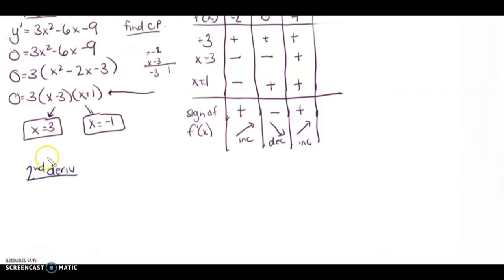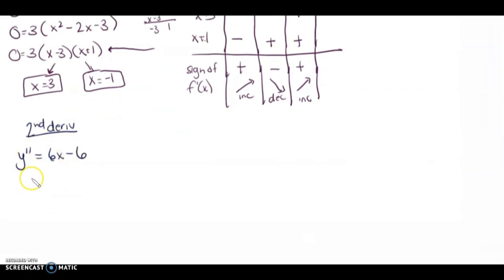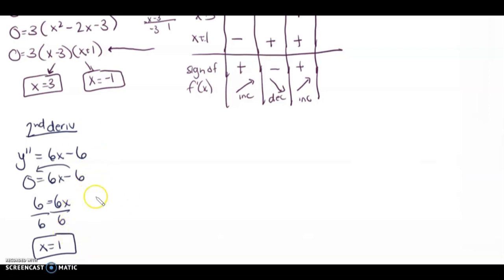Okay, so we had 3x squared minus 6x minus 9. So the second derivative here is 6x minus 6. So let's solve for when that equals 0. We bring this over, we get 6 equals 6x, divide both sides, we get x equals 1. Okay, so what this means is that we have a point of inflection at x equals 1.